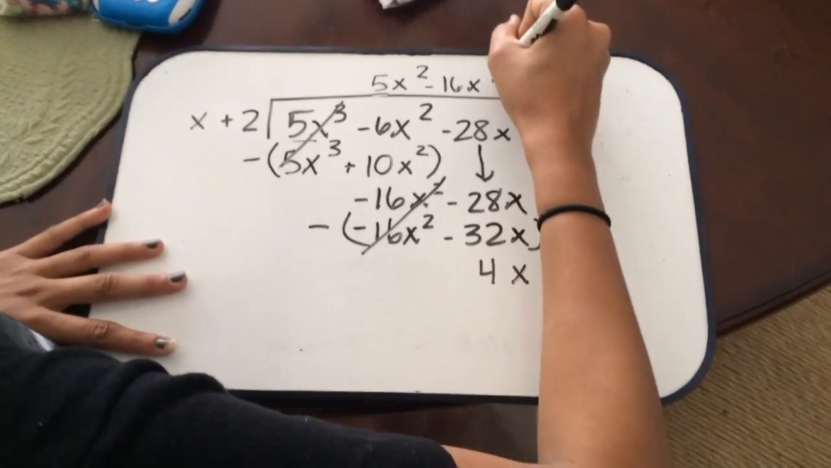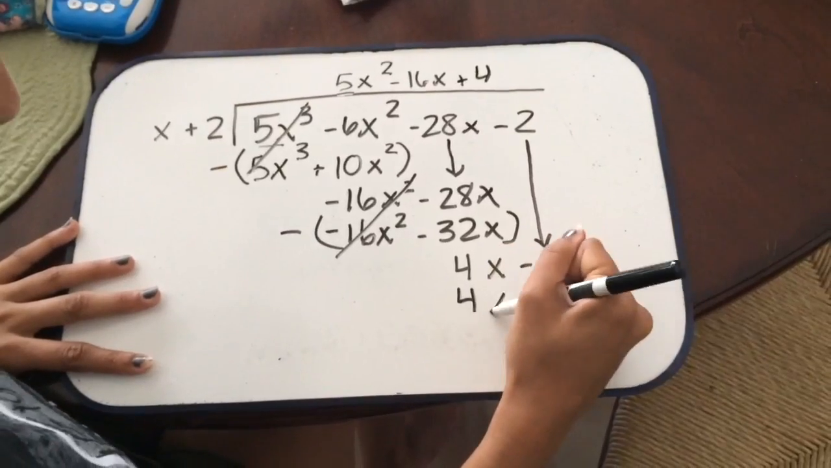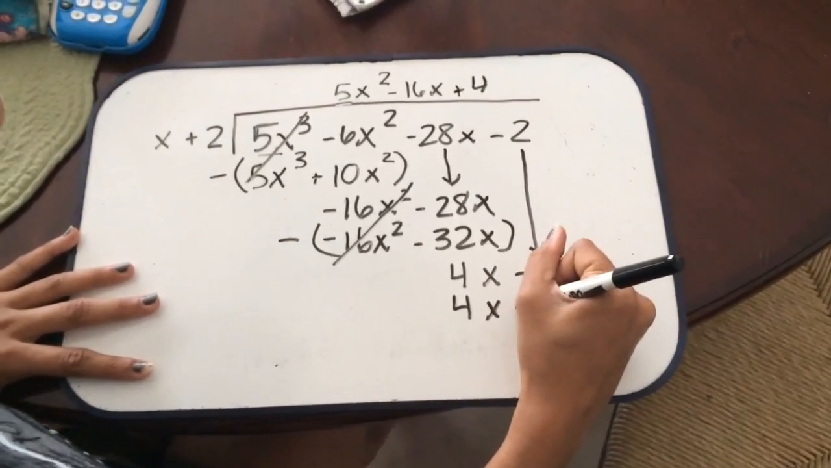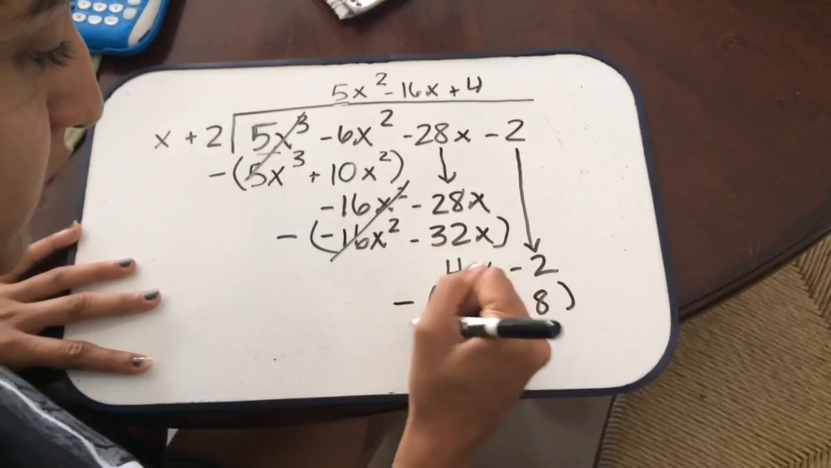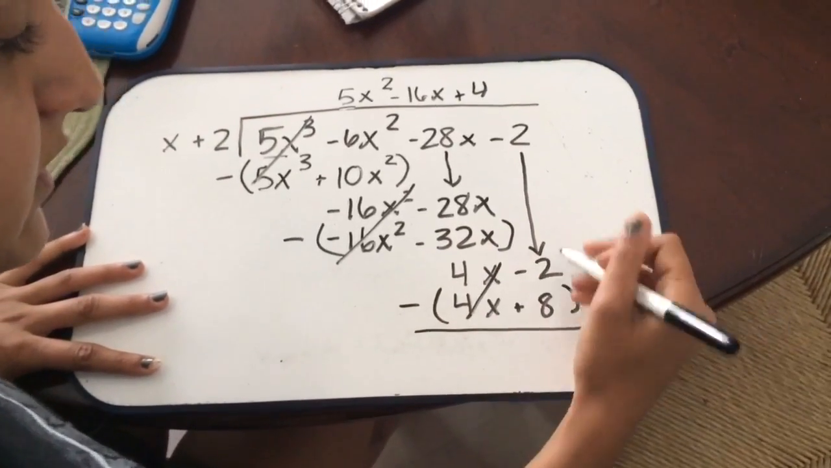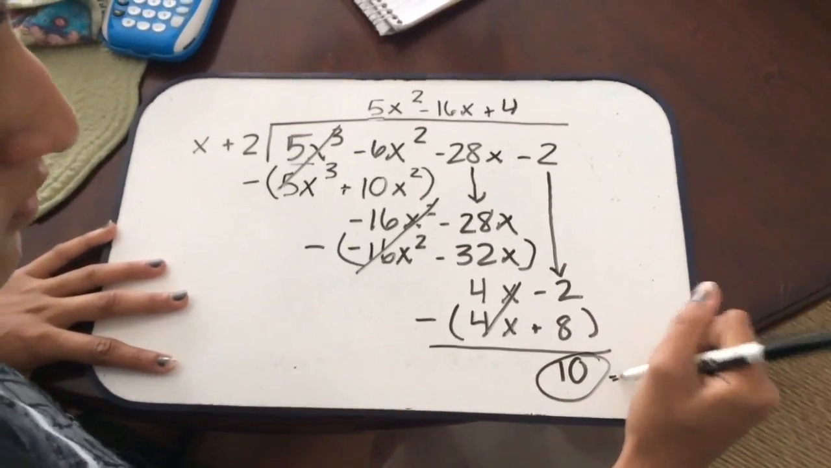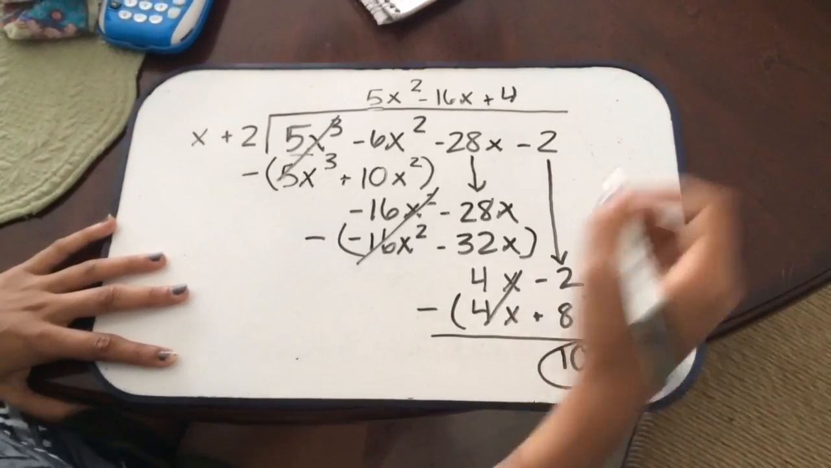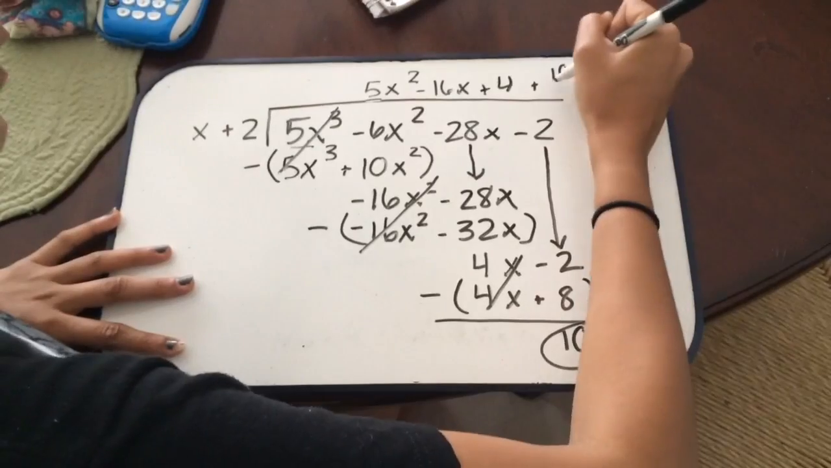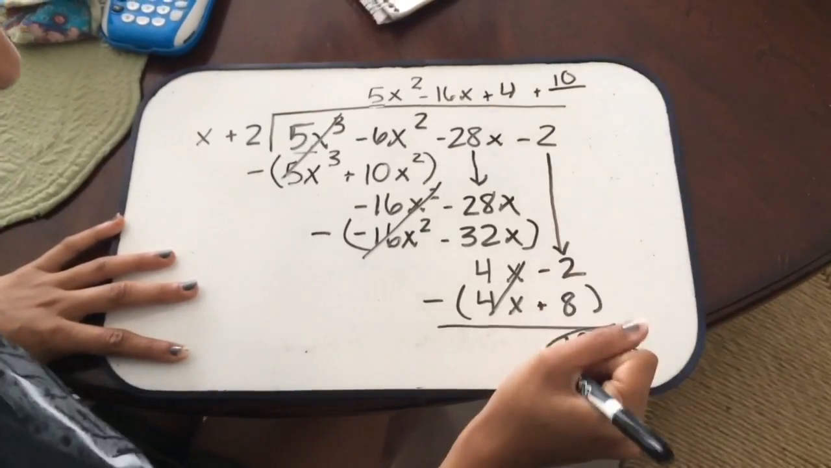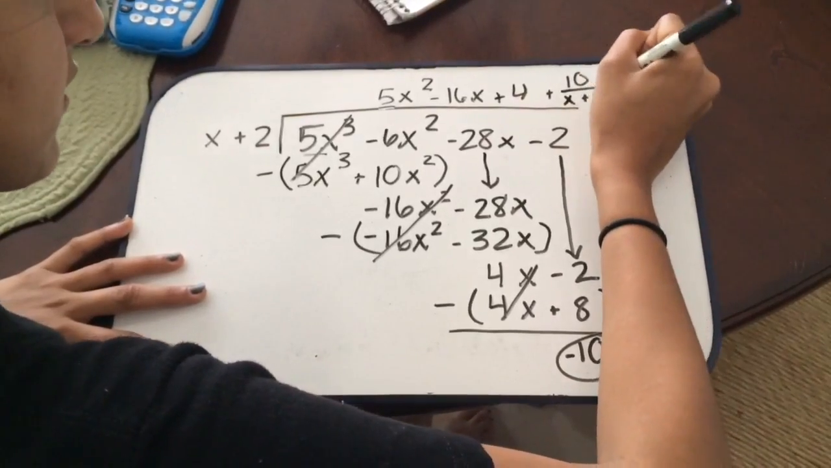So you are going to multiply by 4. So 4x plus 8. And then once again subtract that, which cancels this out and leaves you with a 10. This 10 is your remainder. And you add this on here by doing, sorry, it's a negative 10, plus 10 over x plus 2.